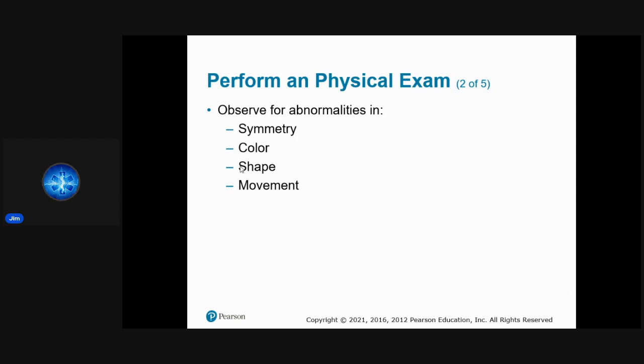We're going to observe for abnormalities and symmetry. Does one arm look like the other? Does one hand look like the other? We're going to look for color. Because the injury site, below the injury site, may be off colored because it's not getting blood flow. Shape, is it deformed? Is it swollen? And movement, can they still move their fingers and their arm or whatever?